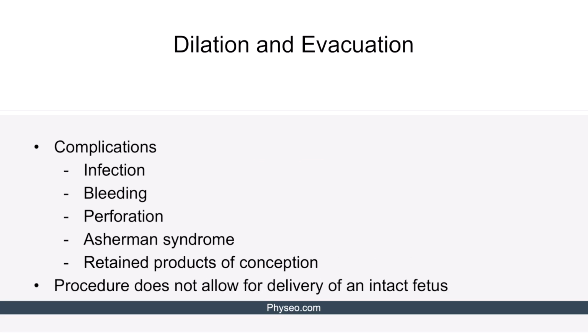Now, the potential complications of a dilation and evacuation are similar to complications of a dilation and curettage. These include infection, bleeding, perforation, Asherman syndrome, and then also retained products of conception. Now, importantly, dilation and evacuation does not allow for delivery of an intact fetus, which is a very critical point that should be discussed with each patient prior to scheduling this procedure.